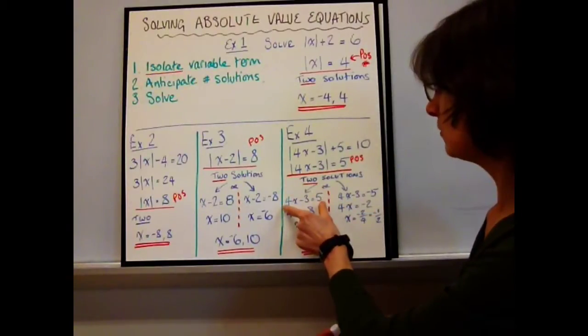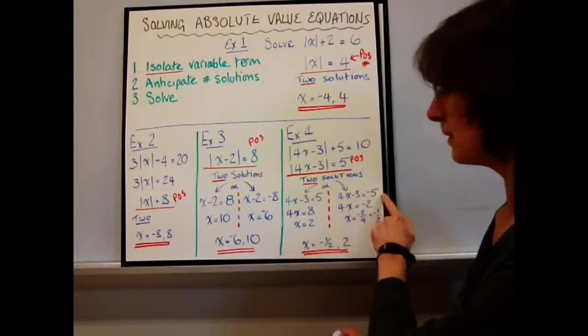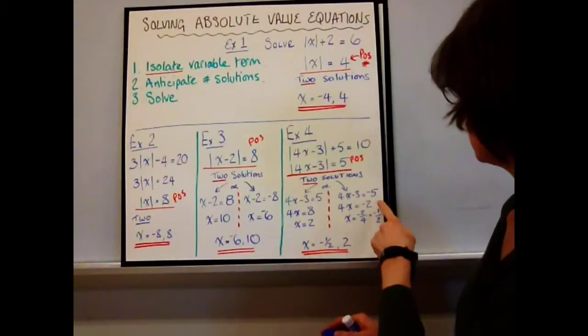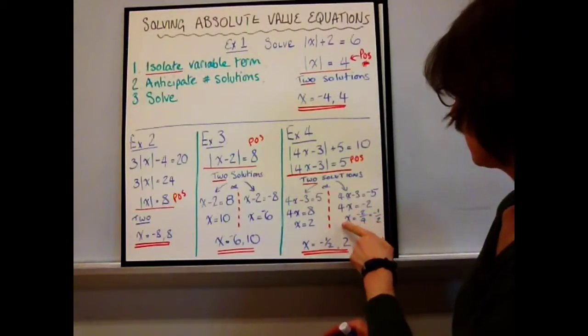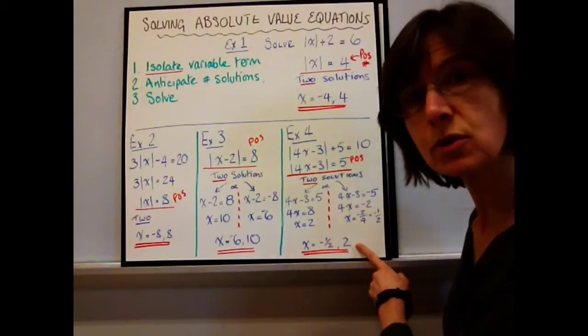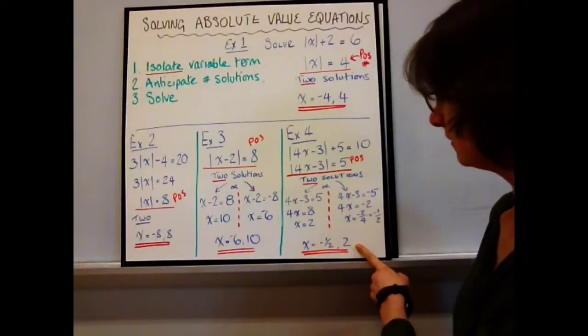It might be equal, 4x minus 3 might be equal to the positive 5, solve, solve, solve, x is 2, or it might be equal to the negative 5. Again, solve, solve, solve, better make sure I did it right this time. Divide out by the 4, simplify, negative 1/2. Again, two solutions that don't look particularly related, and that's what you can expect.